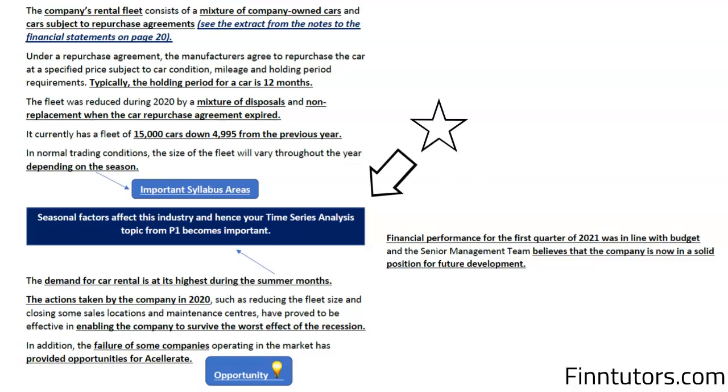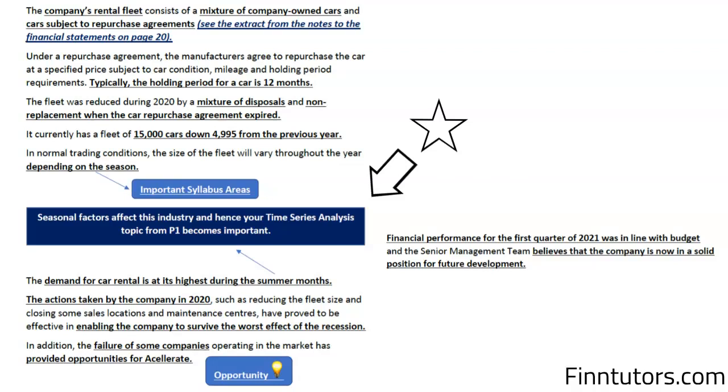Because if the board would not have done anything, they would have tried to ride out the storm, maybe your company would not have survived. So this is important. This is your competitive advantage, that the board is well experienced, has taken good judgments. In addition, the failure of some companies operating in the market has provided opportunities for Accelerate. So some companies failed and could not ride out the recession. You did. So you can now capture the additional market once the situation becomes better. So this is an opportunity that comes to our mind over here.